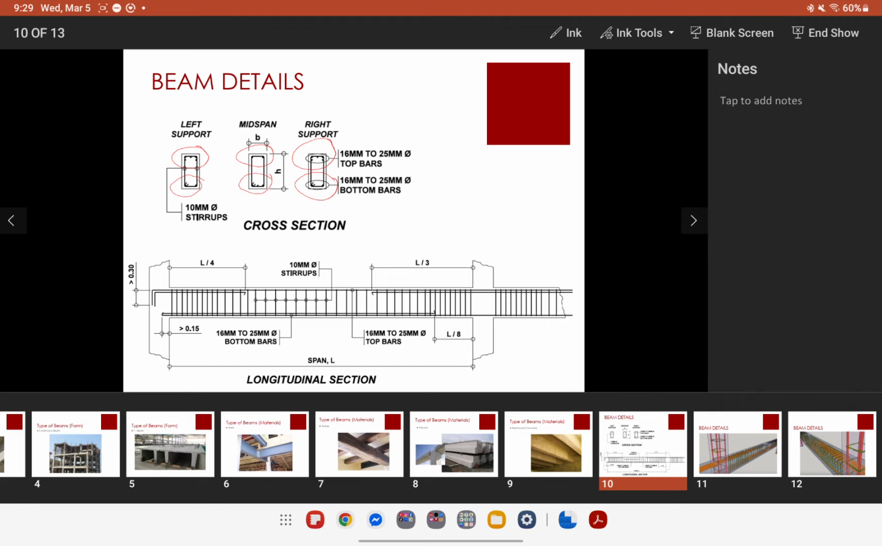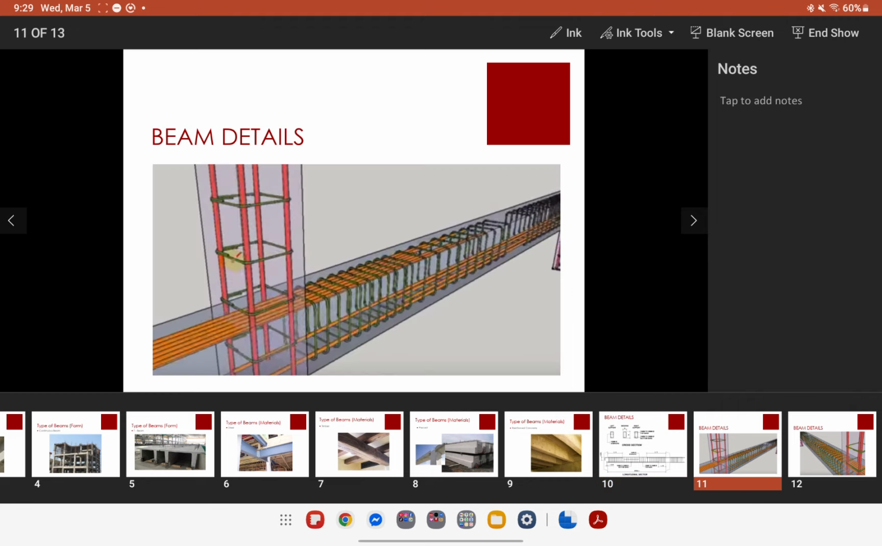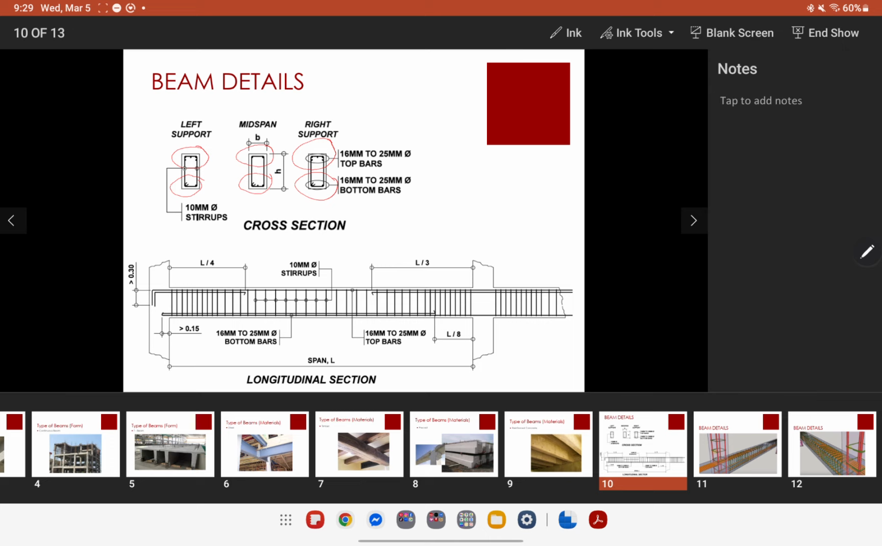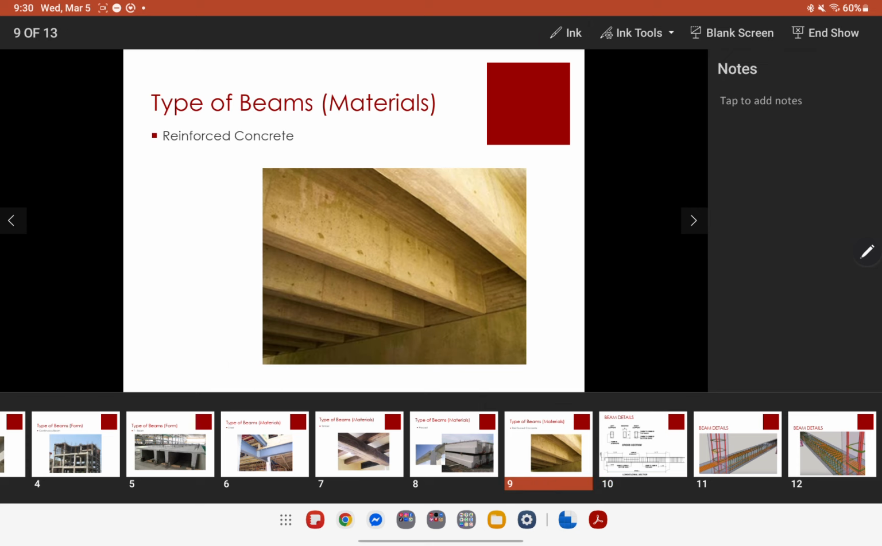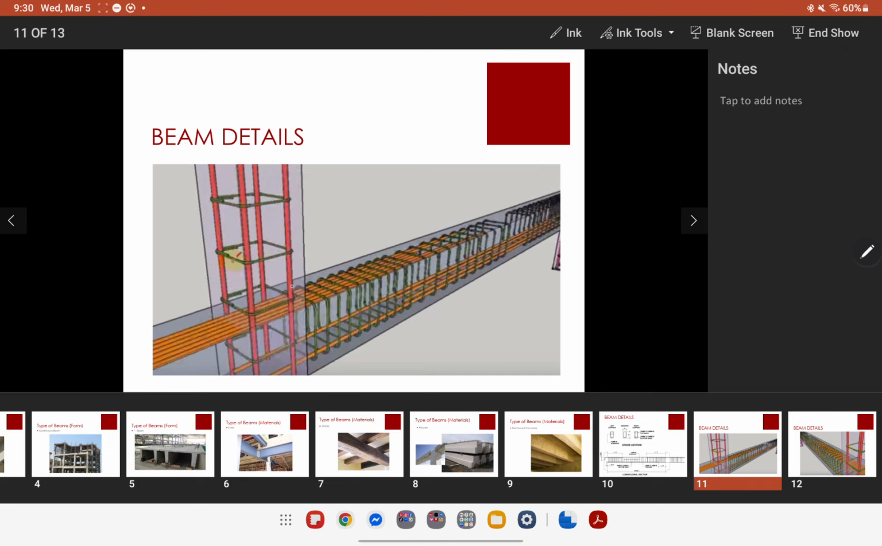Now, what does it look like in actual? So this is an example of rebar detail in 3D. As you can see, although this is a different rebar detail, based on the previous slide, it has 5, 2, and then 5 again as top bars. So it should look something like this.